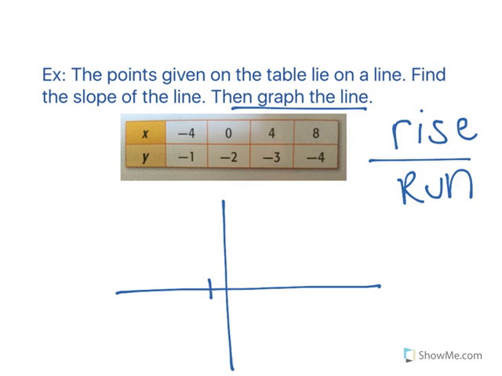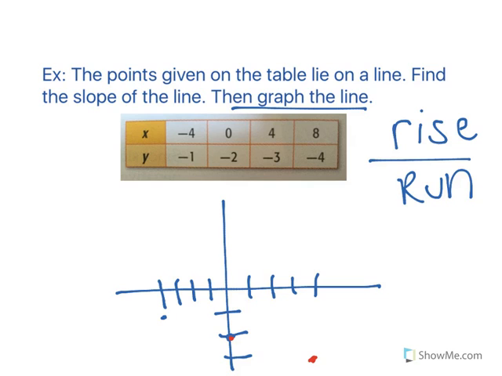So I have -4, 1, 2, 3, 4. I'm going to go down 1. It'll be here. And then 0, -2 is going to be here. Let me do a different color so it can stand out a little bit more. And then 4, -3 is going to be down here. And then 8, -4. It looks like I am running off my screen.